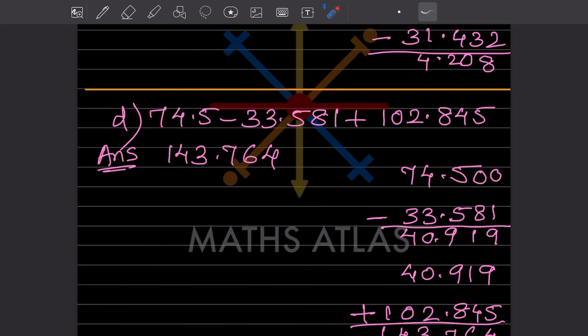Again here, this was subtraction. Now see here 0.5 and this is 0.581. So here are three numbers and here is only one digit. So I put here two extra zeros and then the point together, one below the other. So you got 40.9919. So you are going to add this one. So this is the answer.